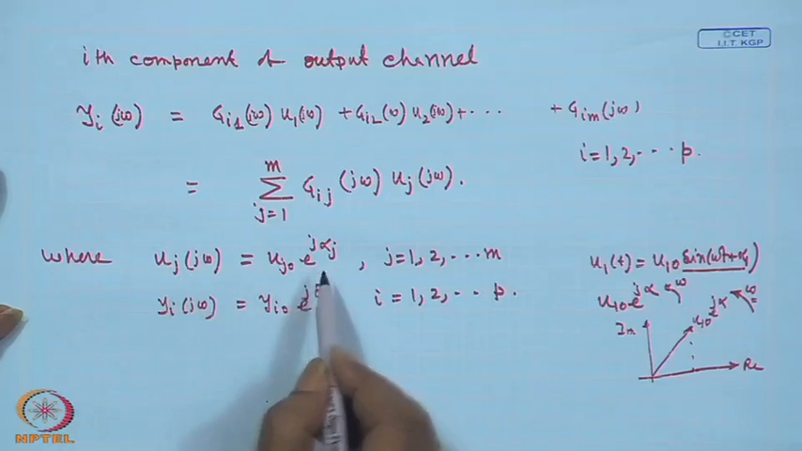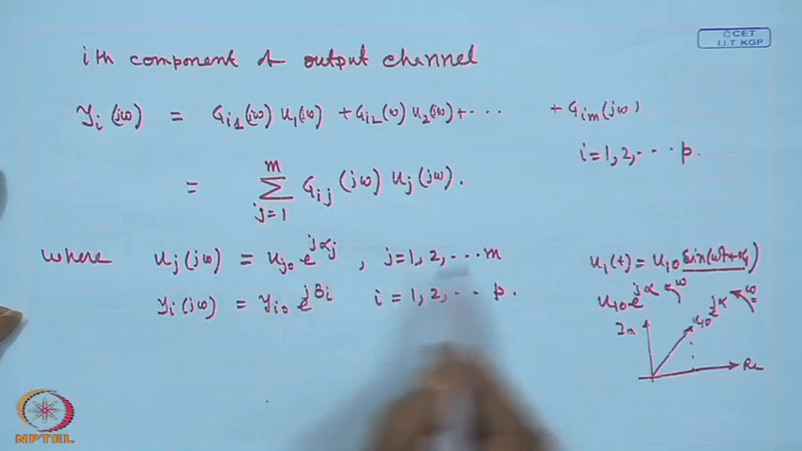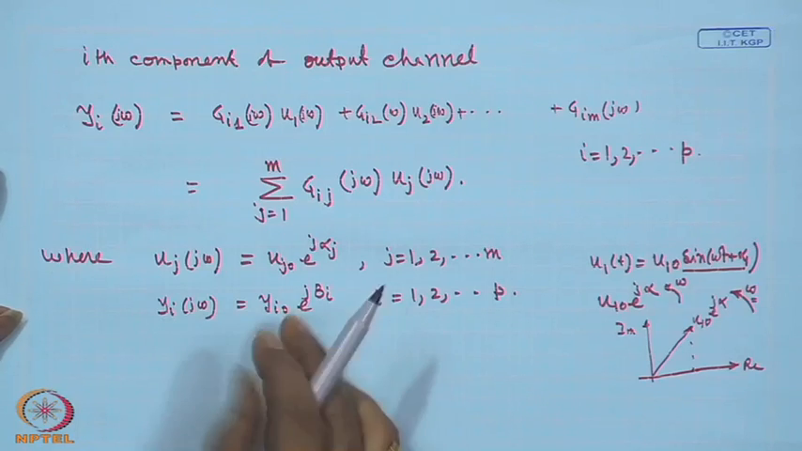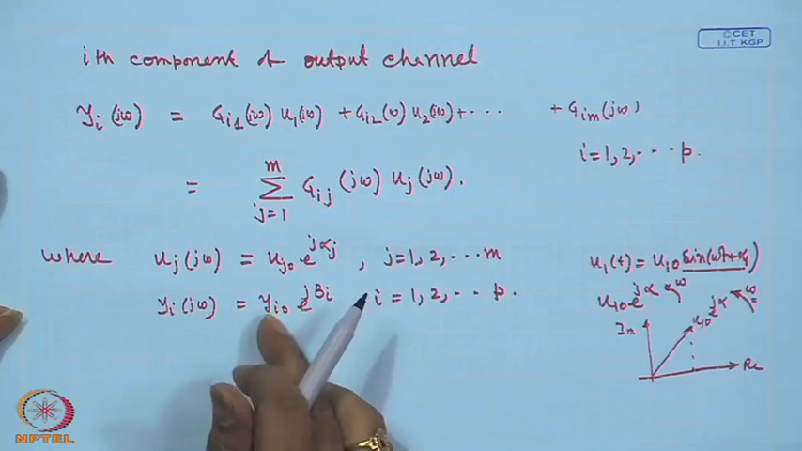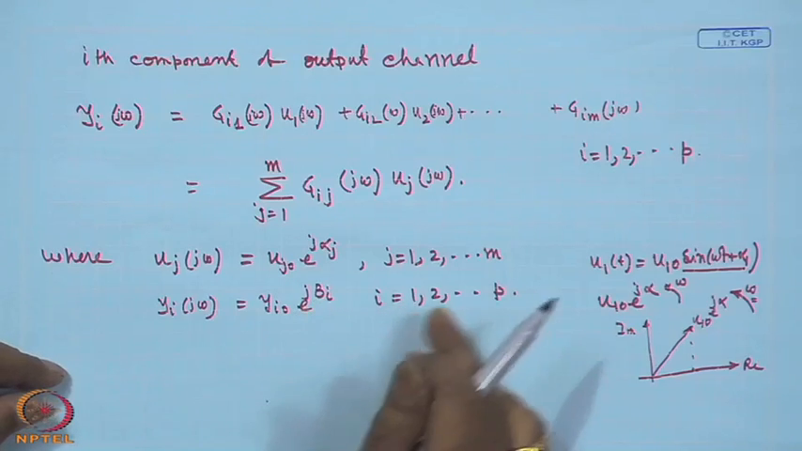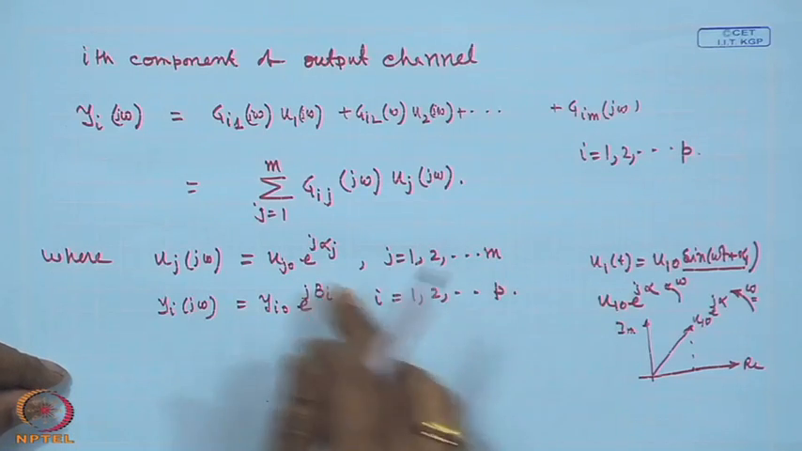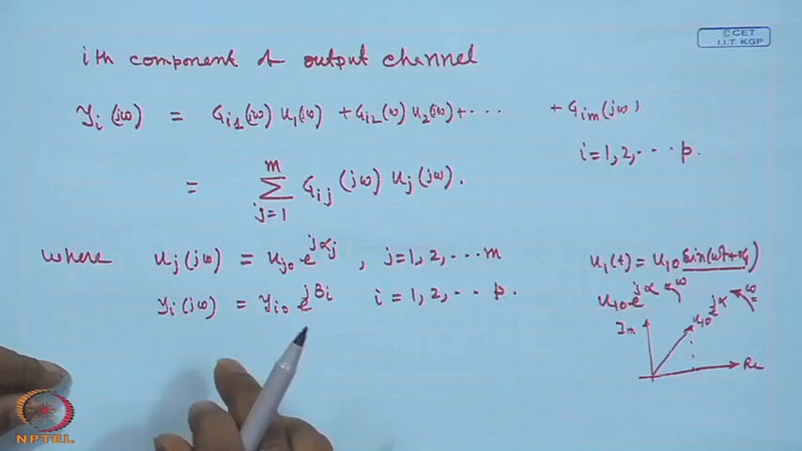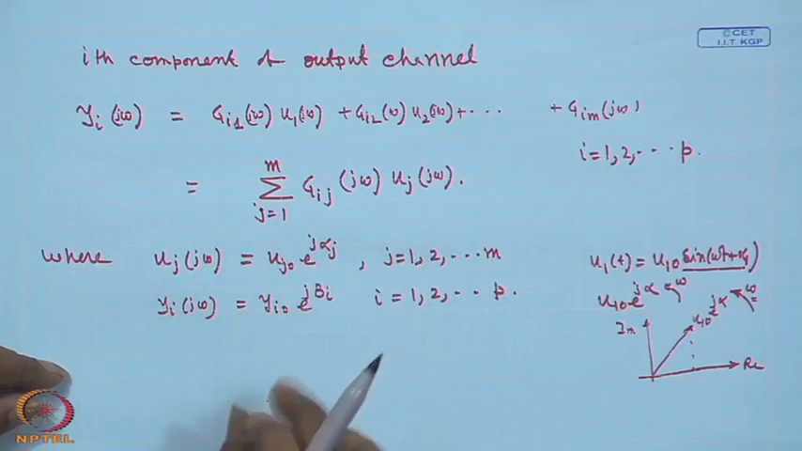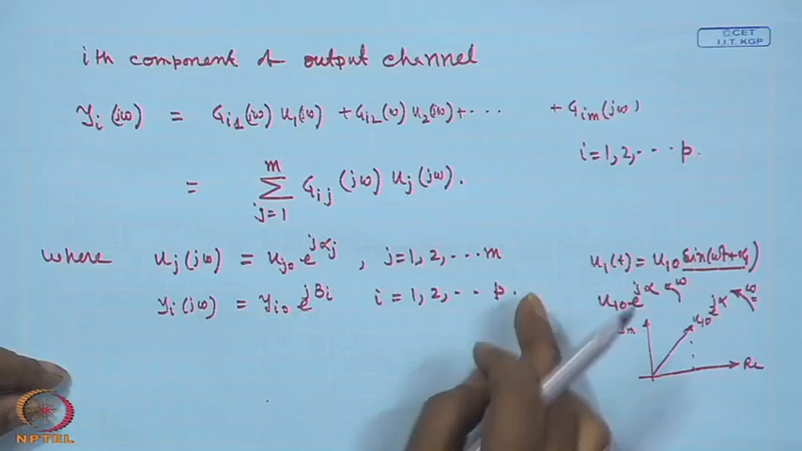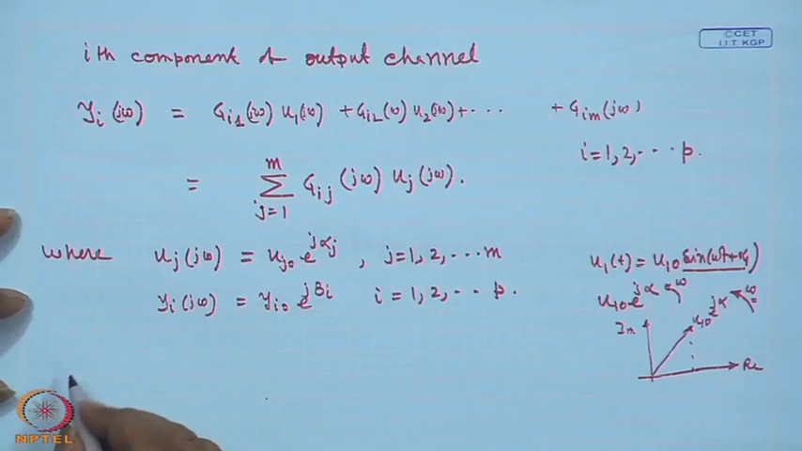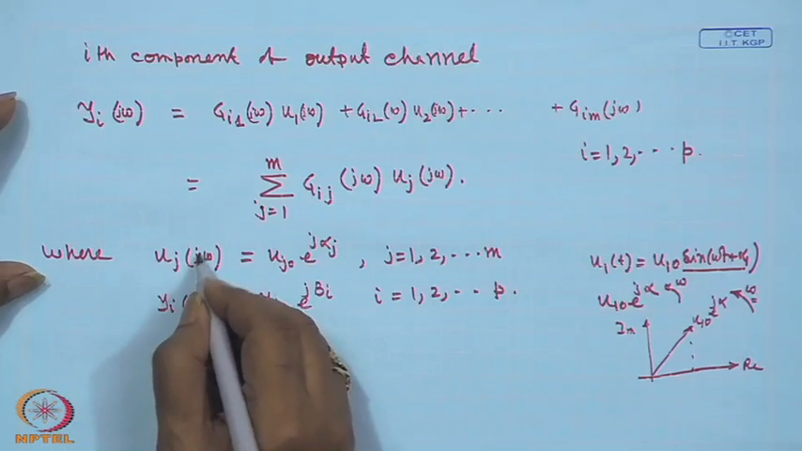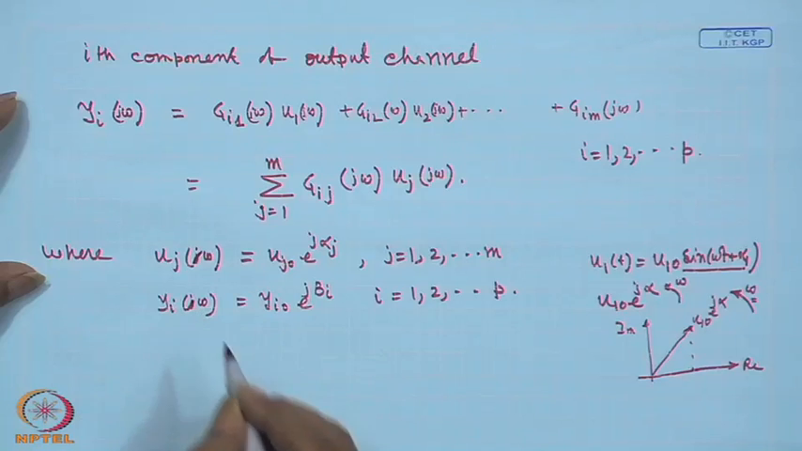So, how many phasor vectors are there? There are m components for the input vector. How many components does the output channel vector have? p components. So, the input vector dimension is m cross 1 and the output vector dimension is p cross 1. So, this is a function of omega.